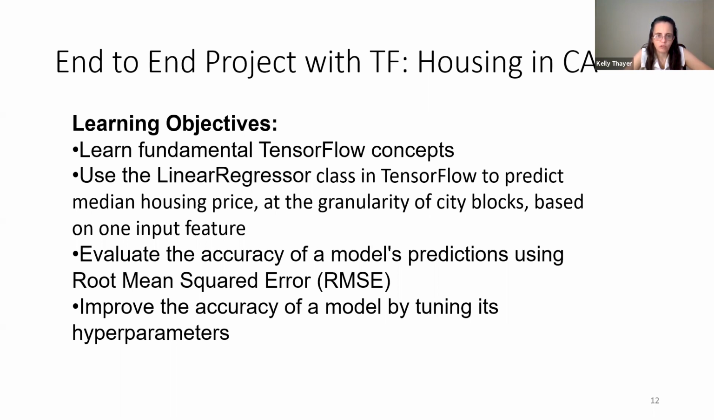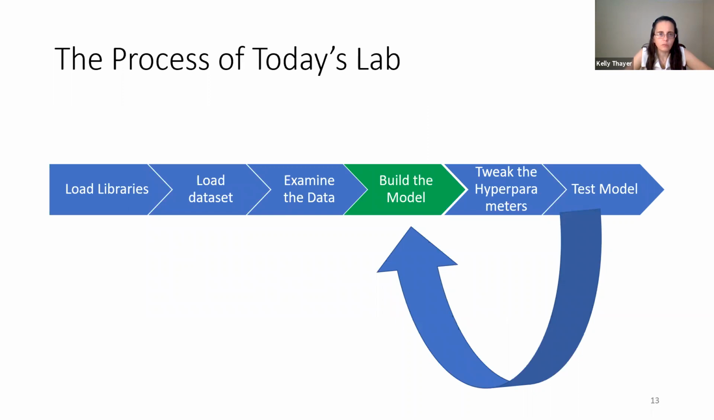And we'll improve the accuracy of the model by tuning its hyperparameters. So this is the process of today's lab. We're going to load the libraries, then we would load the data set. Then we'll take a moment to examine the data. This is the idea of getting some data and becoming familiar with it, figuring out what kind of hypotheses you might have, what you might want to do with it. We'll need to then select a model. So we're going to select the neural networks in TensorFlow. Then we would tweak the hyperparameters, and then we would test the model and iterate through that in order to improve the model. And what the lab will take you through today is doing some of that process.